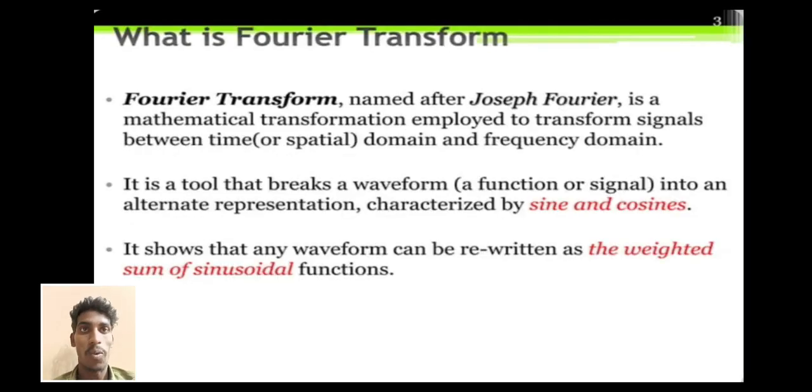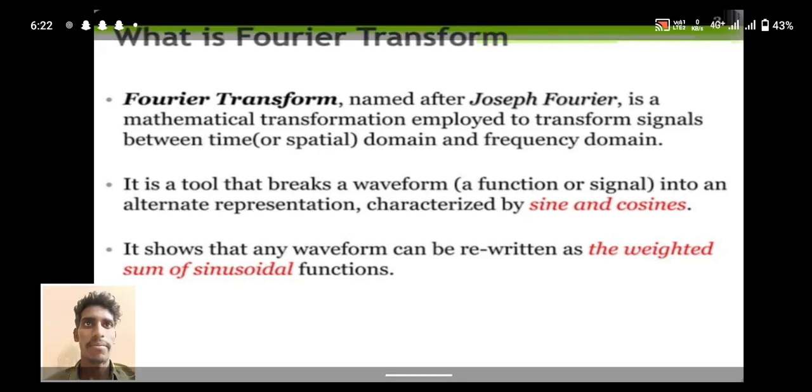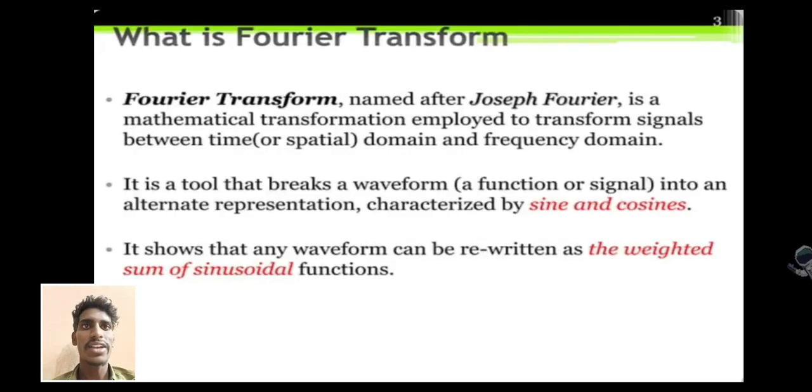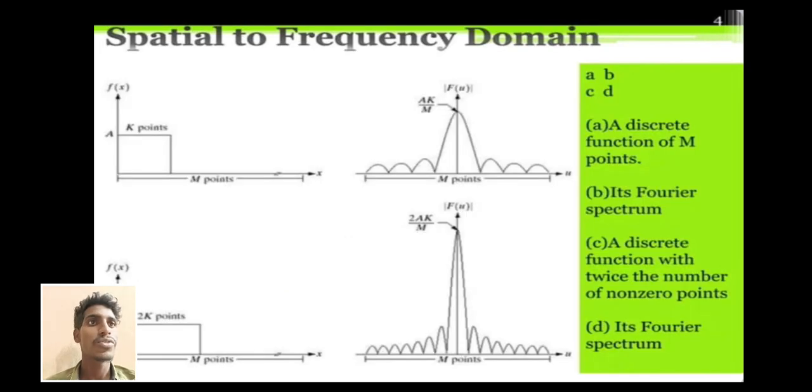See, first, what is Fourier transform? My dear friends, Fourier transform is named after Joseph Fourier. It is a mathematical transformation employed to transform signals between time domain and frequency domain. It is a tool that breaks a waveform into an alternate representation characterized by sine and cosine. It shows that any waveform can be rewritten as the weighted sum of sinusoidal functions, spectral to frequency domain.